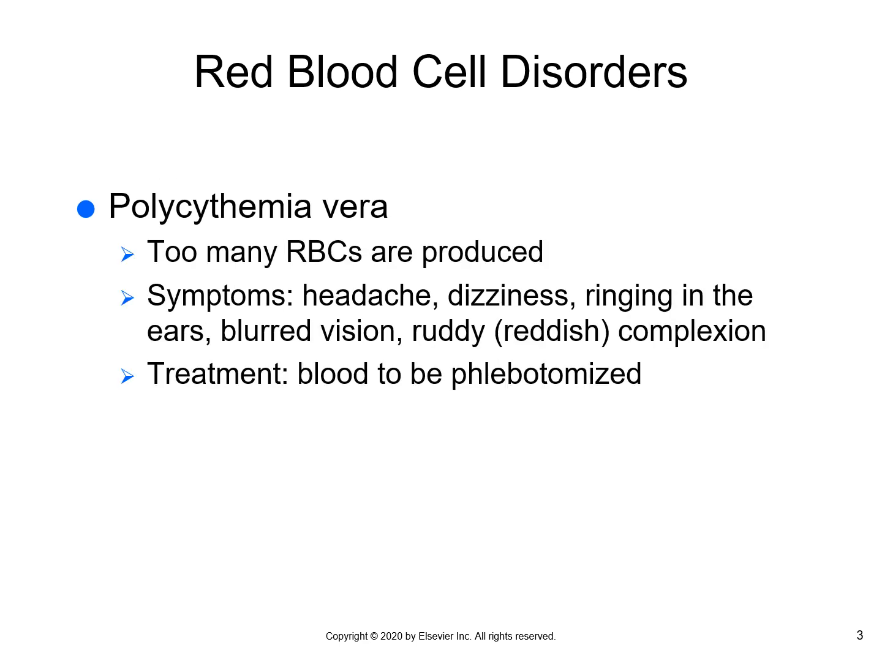Polycythemia vera is a condition in which there's too many RBCs that are being produced in the body. What are the symptoms? You're gonna have headache, dizziness, ringing in the ears, blurred vision, and then that ruddy or reddish complexion. That one we have to remember because they love asking that reddish complexion for your polycythemia vera.